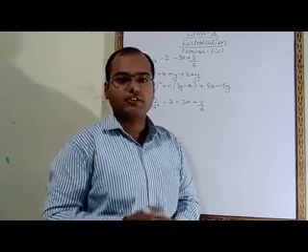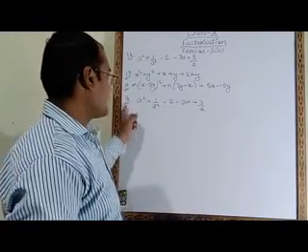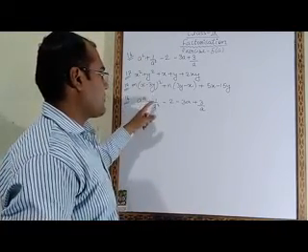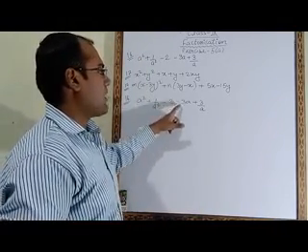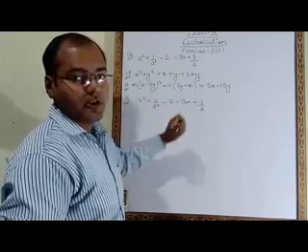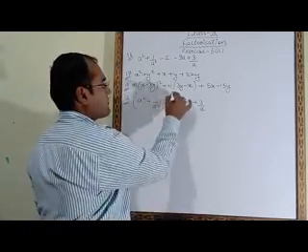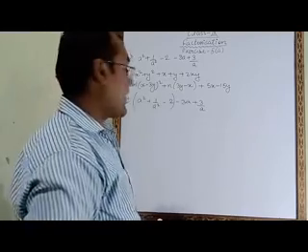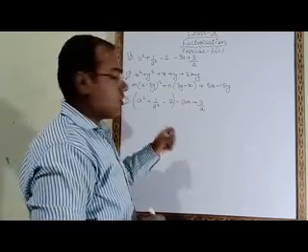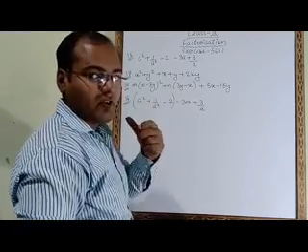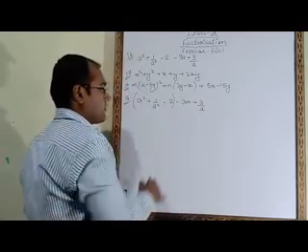Now see question number 16. Question number 16 is a square plus 1 upon a square minus 2 minus 3a plus 3 upon a. So in this question what you have to do, these three terms we will take together. Why we will take these three terms together? Because with these three terms we can make one formula. Let's see here what you have to do.